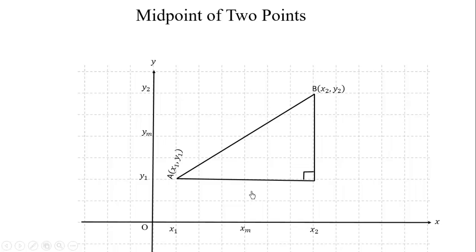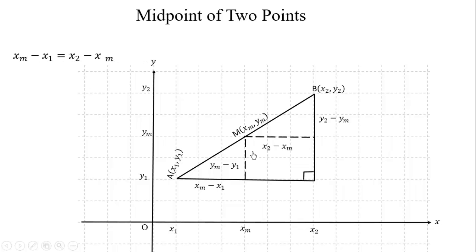Now we seek to find the midpoint of the 2 points AB, which is x of m and y of m. And the distance from here to here will give us x of m minus x of 1. Then this distance will give us x2 minus x of m. Then also this distance will be y of m minus y1. Then here will be y2 minus y of m. So we seek to find the coordinates x of m and y of m in terms of x1, y1, and x2, y2.